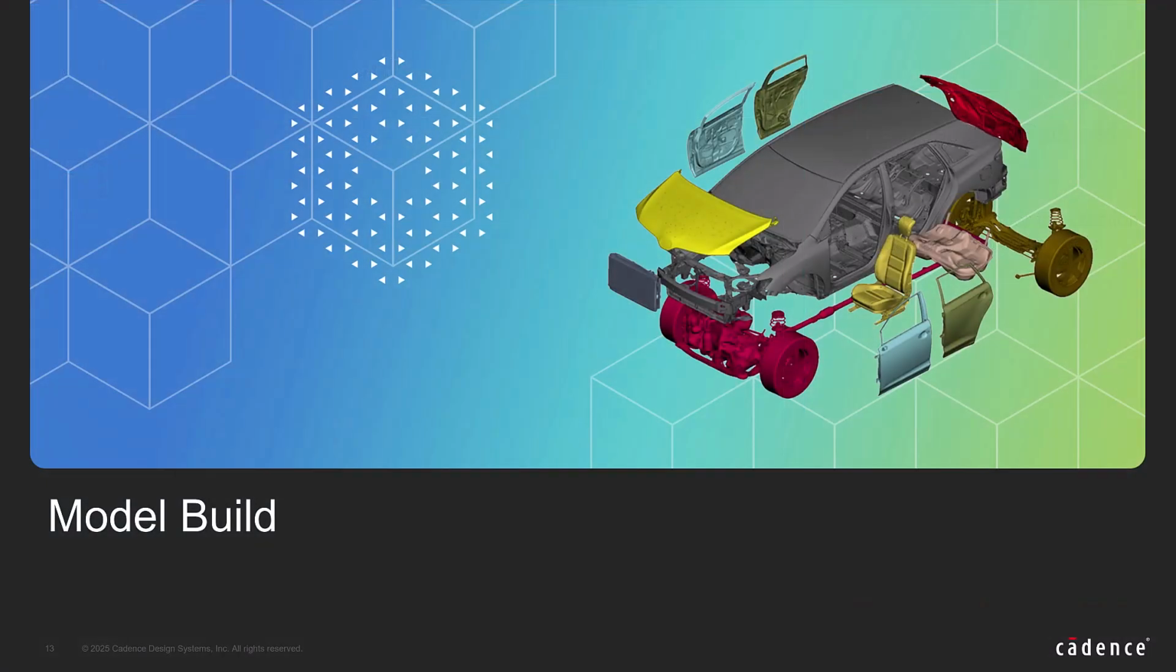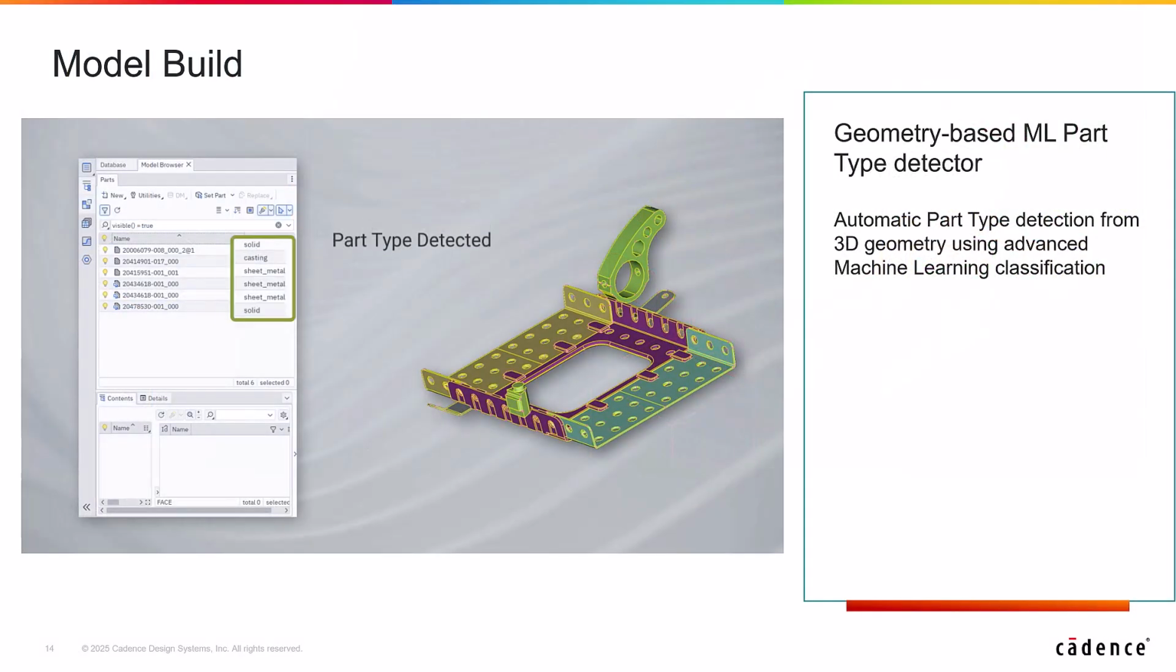Now, let's move on to model build. Let's start with an exciting new capability in ANSA, the geometry-based machine learning part type detector. This feature introduces a powerful, pre-trained ML classifier that can automatically identify the part type based on 3D geometry.